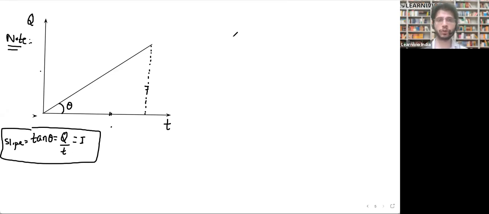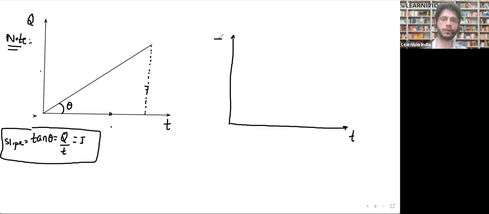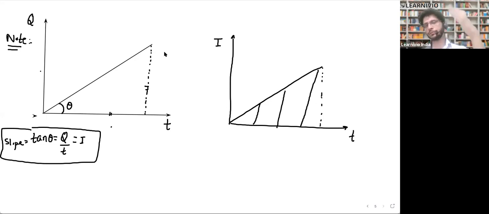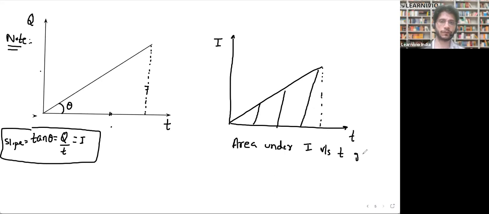There's one more type of questions on this concept, which says if you have current versus time graph, then you will calculate the charge. So for current versus time graph, if you can get this area, the area under current versus time graph will give charge.